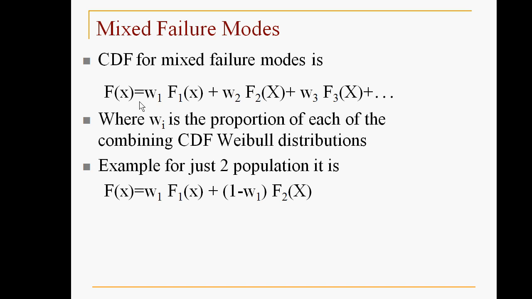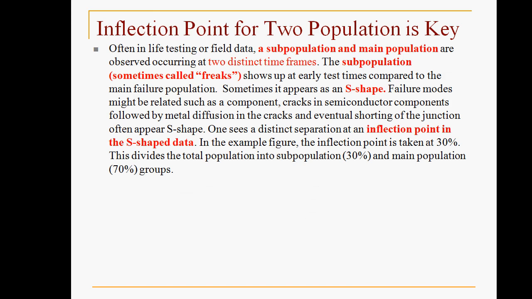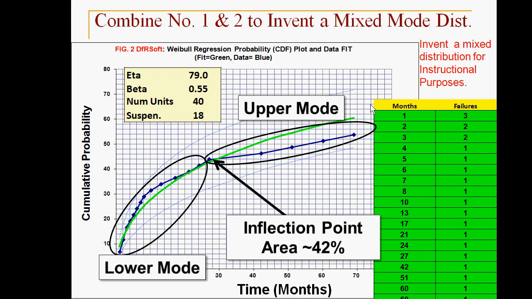So when you have mixed failure modes, your CDF, your cumulative distribution function, has a certain proportion of each failure mode that takes up the distribution. For example, if you have two failure modes, this may take up 30%, the early life failure modes, and so the next one would be 70%, 100 minus the 30%. So let's look at how that might be. Here's an example of that.